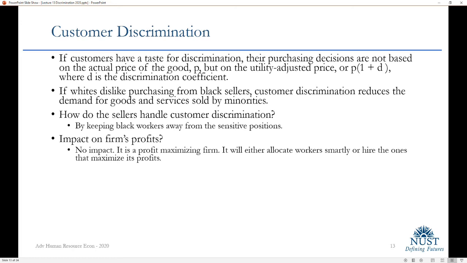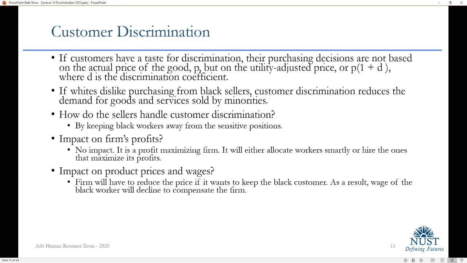There is no impact on the firm's profit. It is a profit maximizing firm. It will either allocate workers smartly or hire the ones that maximize profits. Impact on product prices and wages: the firm will have to reduce the price if it wants to keep the black customer. It should not be a customer, it should be a black worker. As a result, the wage of the black worker will decline to compensate the firm.